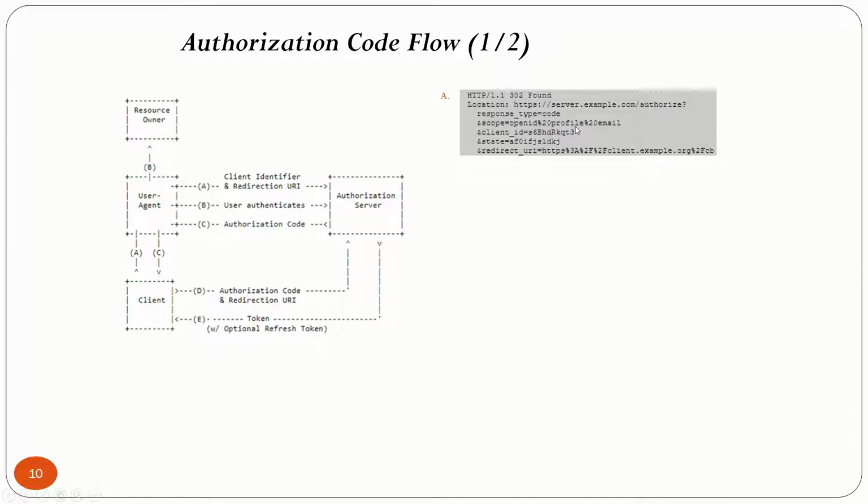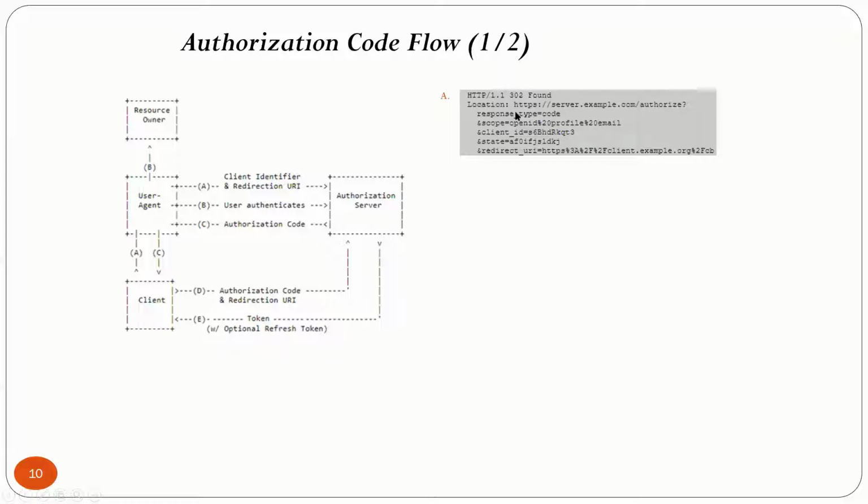So in this case, we are saying, I just want access to all the profile resource and the email resource. Okay. Perfect. Then what we got? We got the client ID.